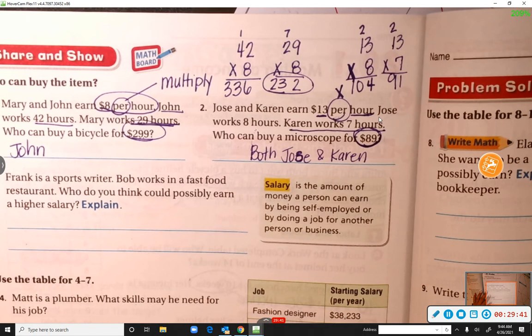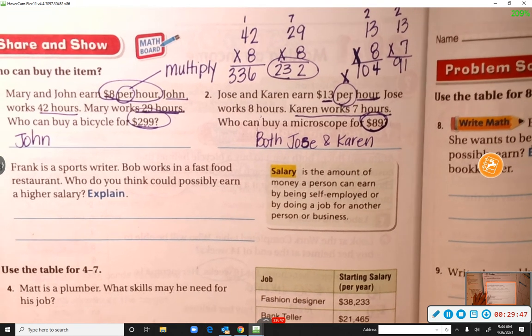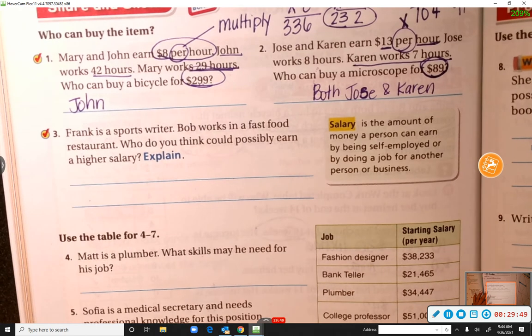Okay, so per means multiply, and in this case, you're doing it times the hours. Okay, number 3. I want you guys to read this and think about it and tell me what you think.